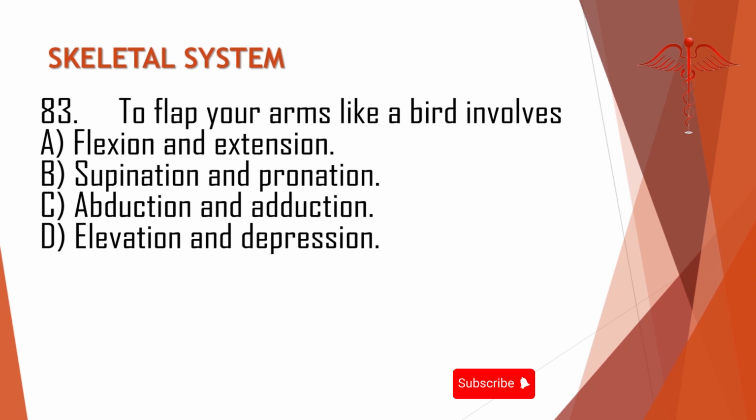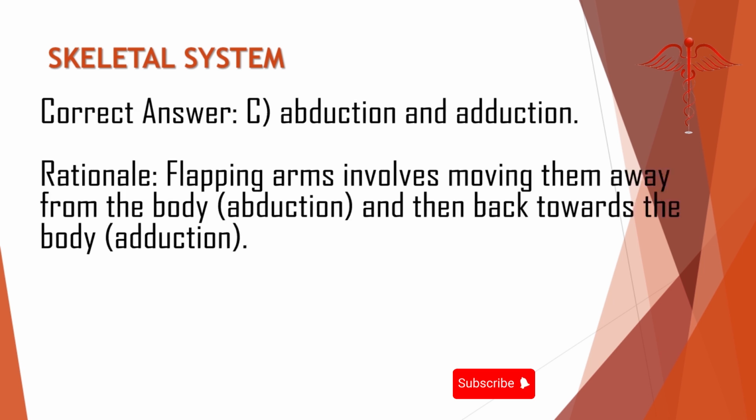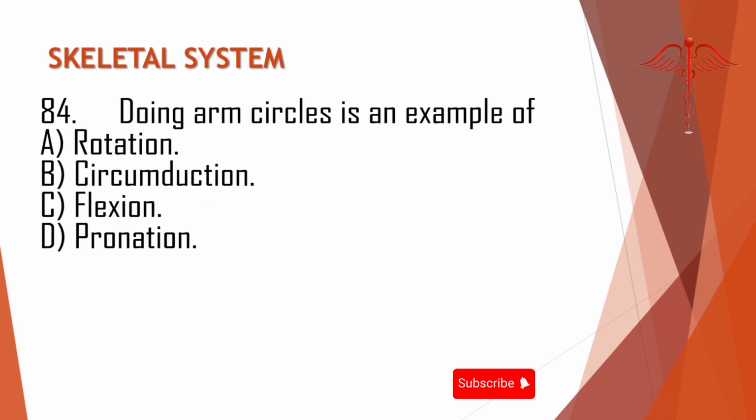83. To flap your arms like a bird involves A. Flexion and extension. B. Supination and pronation. C. Abduction and adduction. D. Elevation and depression. Correct answer, C. Abduction and adduction. Rationale: flapping arms involves moving them away from the body, abduction, and then back towards the body, adduction.